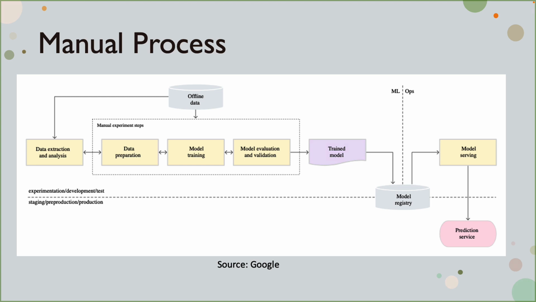And I've got this diagram from the official Google page. So the key characteristic here in this manual process is that everything is script driven as well as an interactive process. So every step that is being performed, whether it is data extraction, data preparation, model training, evaluation and validation, and then once you have got the trained model, place it in a model registry. Model registry is nothing but a central repository which has a versioning ability so that you can switch back to the required version at a later point as well.